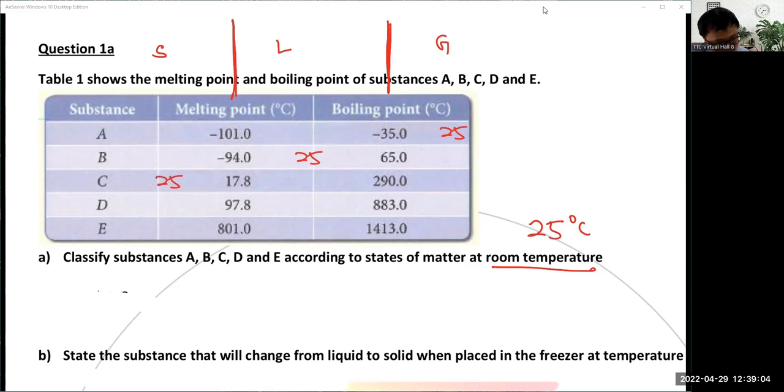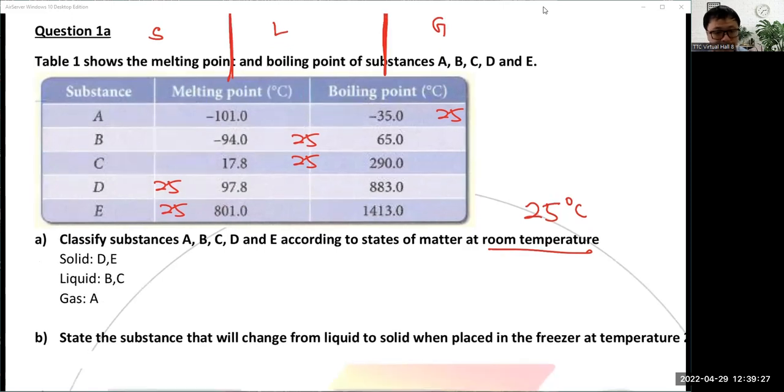Then for C, it will be more than the 17.8, but less than 290. So it will be a liquid as well. Then this one is less than 97, means not yet melt, so still remain as solid. This one also less than 801, so it still remain as solid. Okay, this is how you try it.